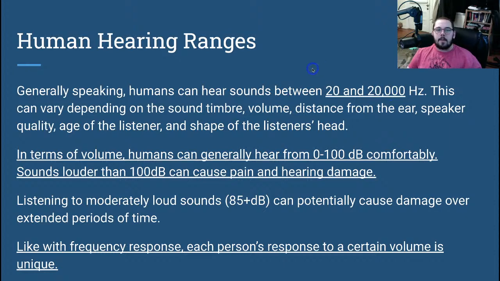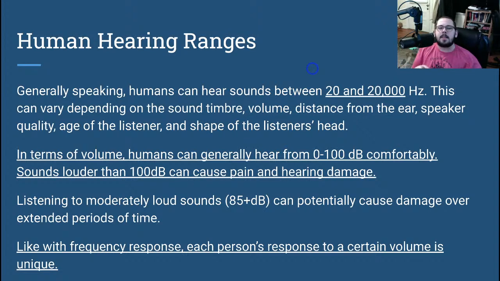All right, for volume, humans can generally hear anywhere from 0 dB, 0 decibels, up to 100. Again, this varies from person to person, but generally speaking, things that are higher than 100 decibels tend to cause discomfort and pain for people hearing that. So if you've ever had a very loud sound suddenly play, it's very uncomfortable in your ears. It was more than likely above 100 decibels.